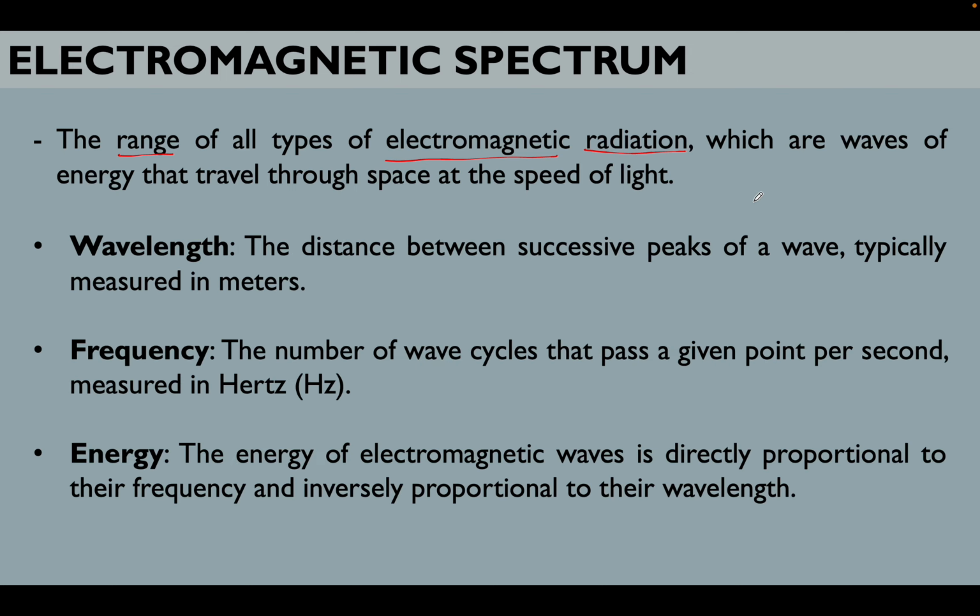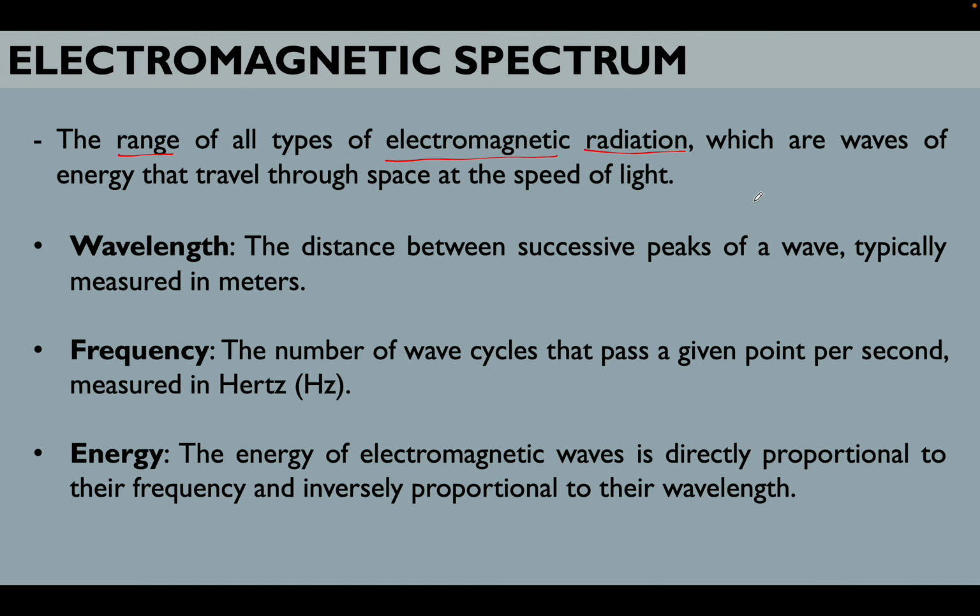So, kani nga spectrum is crucial for understanding various natural phenomena. We have technological applications and also forms of energy. So, there are different types of electromagnetic radiation.